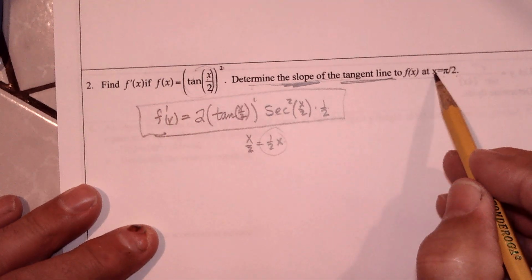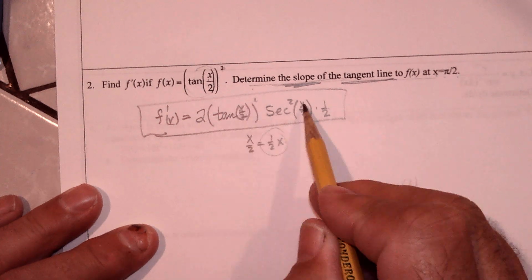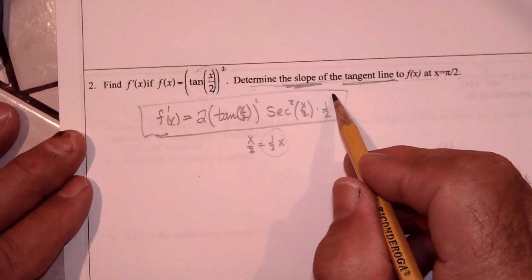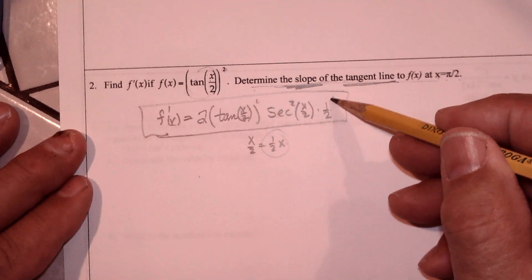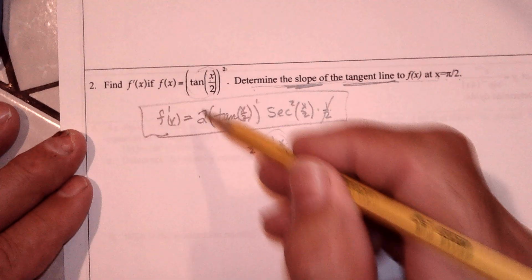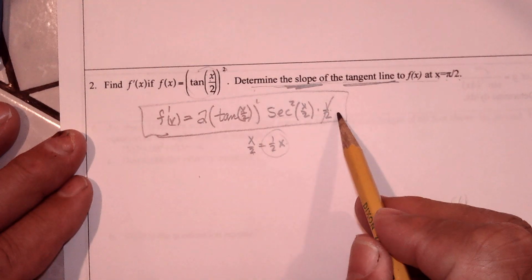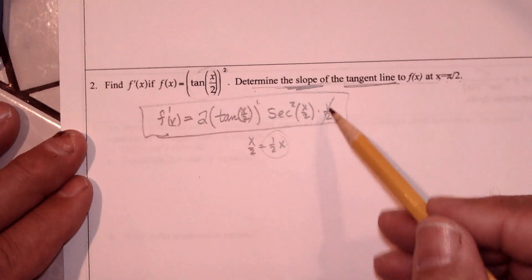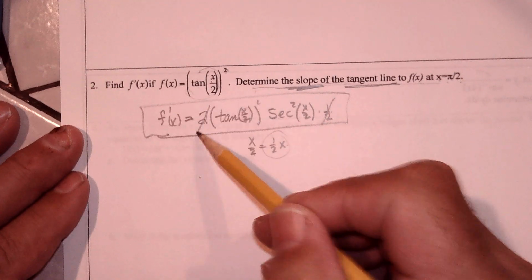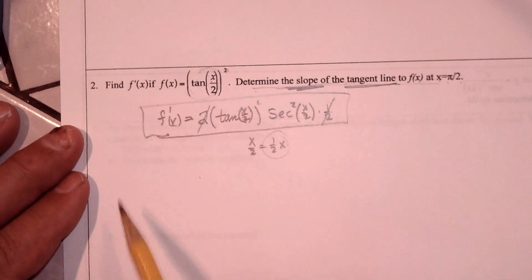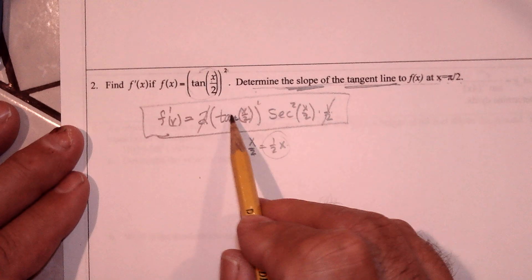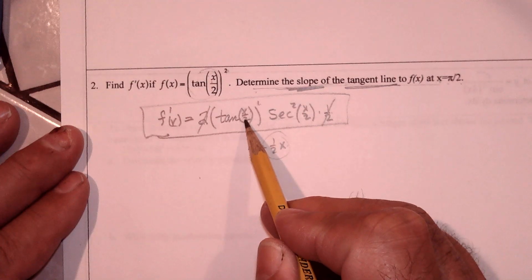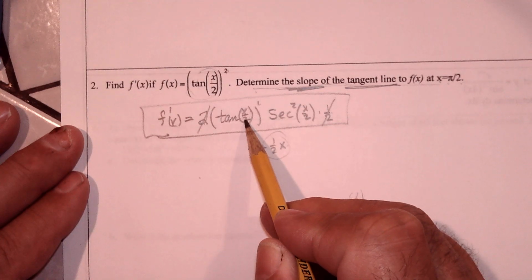So to find the slope, we have to put pi over 2 in for the x's. Now I'm going to do a little simplifying. You don't have to do this much here. You could just type this out in a calculator, putting pi over 2 in for all the x's. But I'm going to do the canceling here. 1/2 times 2 is 1. And pi over 2 divided by 2 is pi over 4.